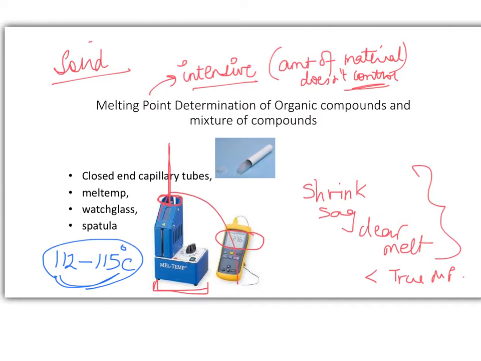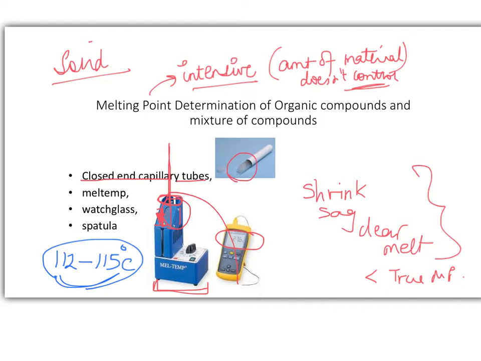This thermometer probe is actually put in one of the slots. You can barely see that, it's behind this eyepiece. There are 3 slots where you can put in your capillary tubes. One of the slots will be taken up by the thermometer probe for the digital thermometer. The other 2 slots will remain available. That means you can run 2 samples at the same time and manage your time well. The nature of capillary tubes that you would be using to hold your sample would be the closed end capillary tube.